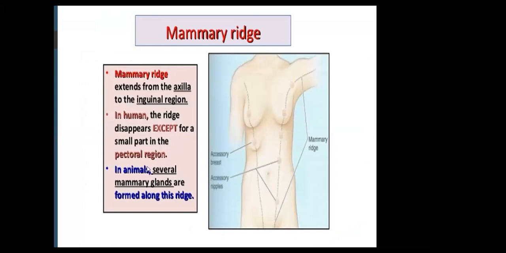Mammary ridge. The mammary ridge extends from the axilla to the inguinal region. In humans, the ridge disappears except for small parts in the pectoral region. In animals, several mammary glands form along this ridge. It is the line of the mammary ridge in mammals.